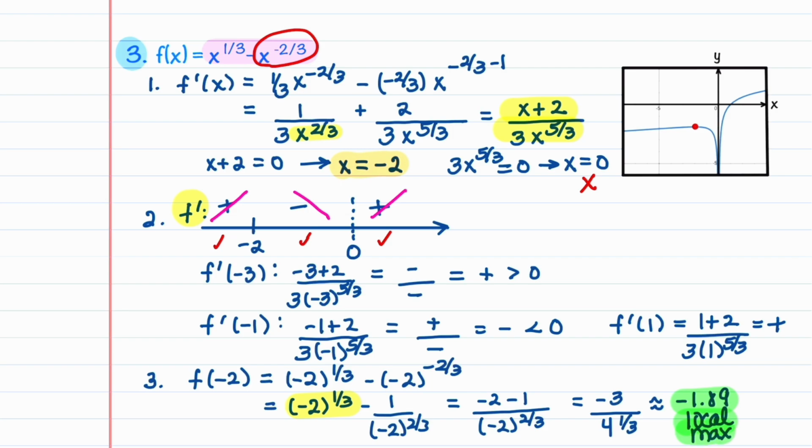Before we end, let's go back up and look at our graph. I already put in that we have a critical point right here. That is at x is equal to -2, and we found that we have a local max there. You can also see from this graph that our function is undefined at x is equal to 0, just like we calculated.